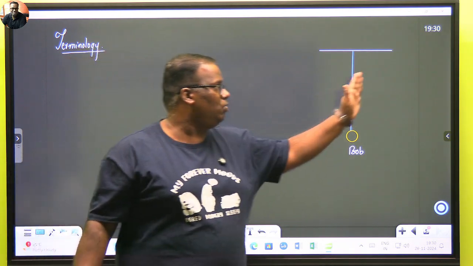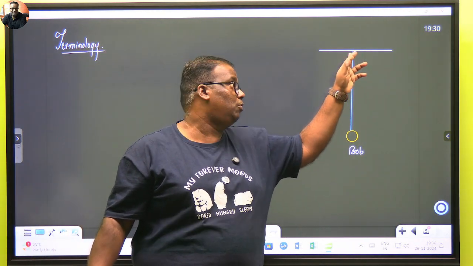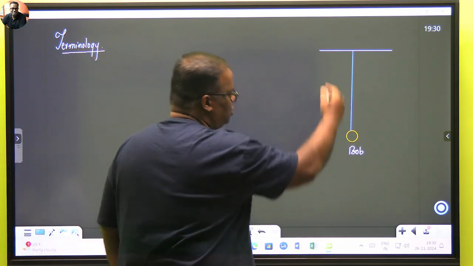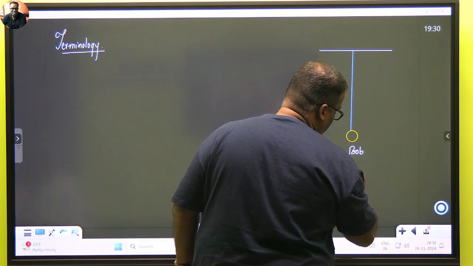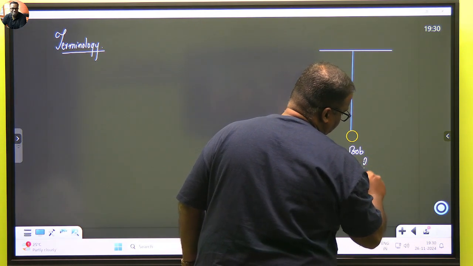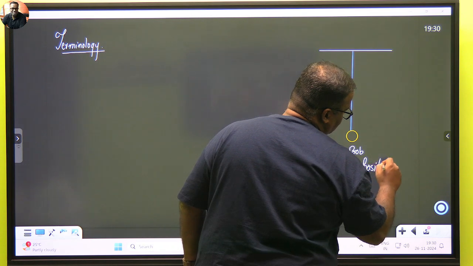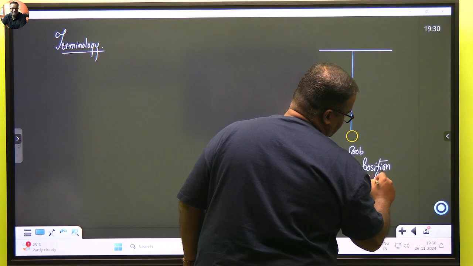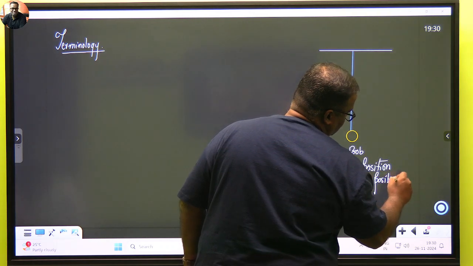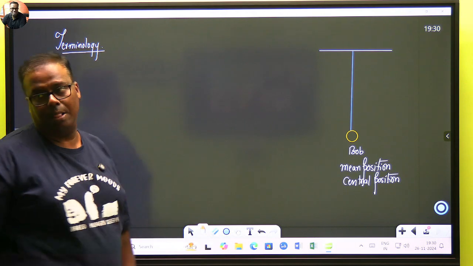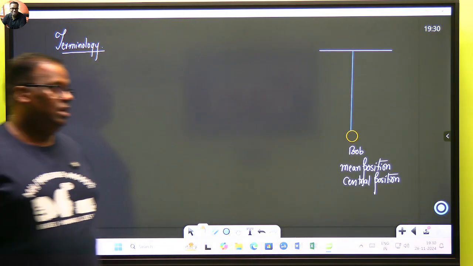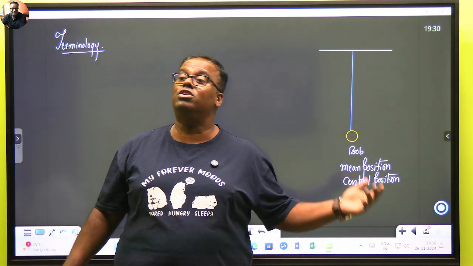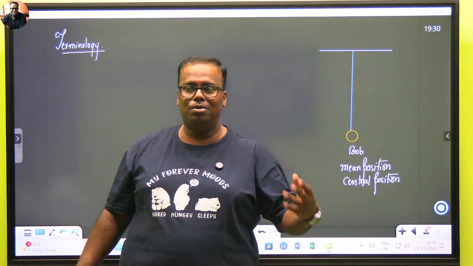And it should be free to oscillate at its point of suspension. This is the point of suspension. The pendulum should be free to oscillate. Understood? Right. The position when it is vertically down right here is known as the mean position, also known as the central position. Now with this, I can create vibratory motion, I can create oscillatory motion, I can create simple harmonic motion.